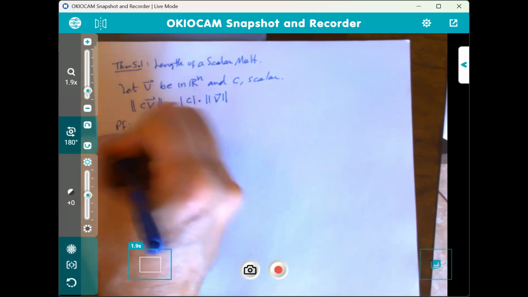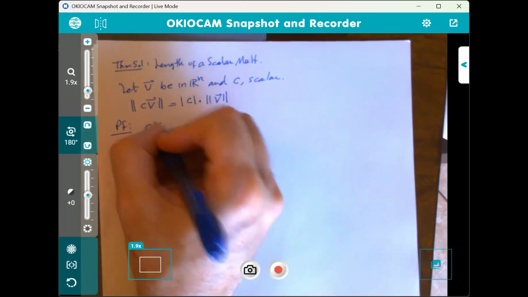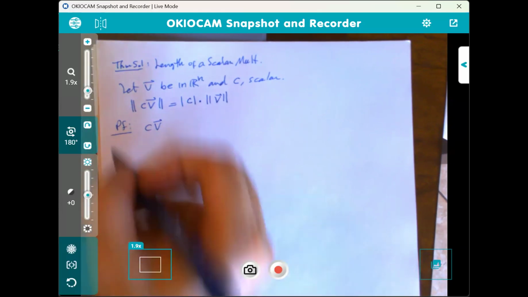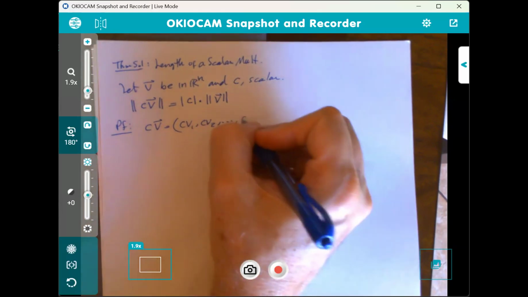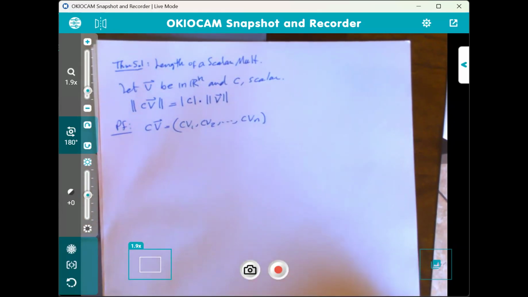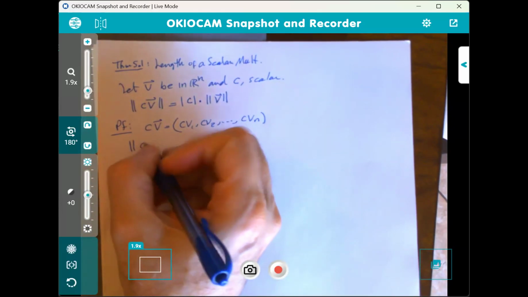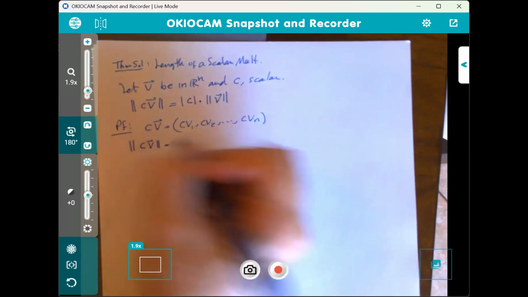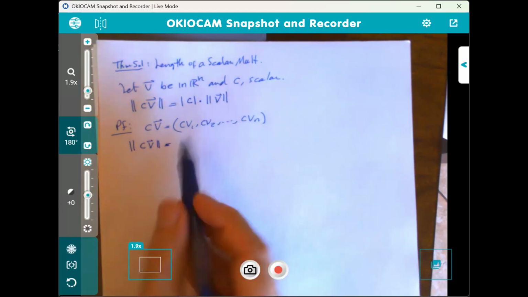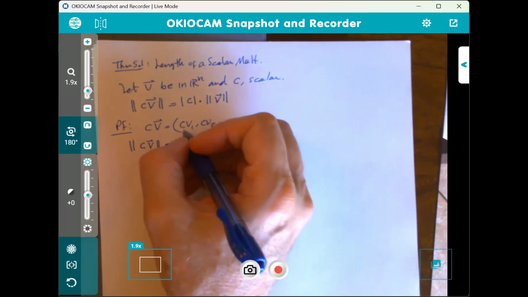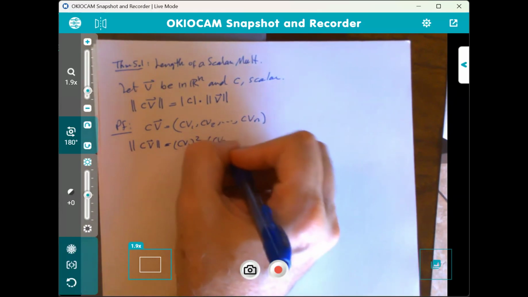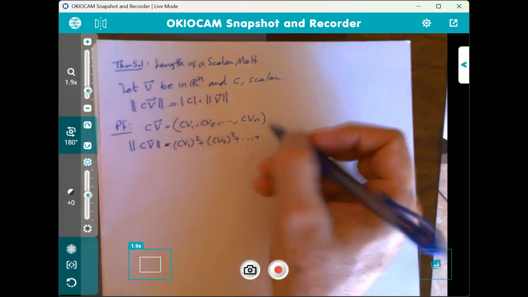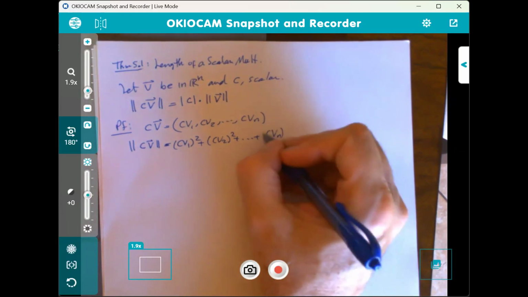So how do we prove this one? The proof is actually pretty simple. I write the constant multiple of the vector cv as cv1, cv2, dot, dot, dot, all the way to cvn. That's just a constant multiple in vector notation. Suppose we want to find the magnitude of cv. You square each of the components, so it's (cv1) squared plus (cv2) squared plus dot, dot, dot, all the way up to the last one, (cvn) squared.